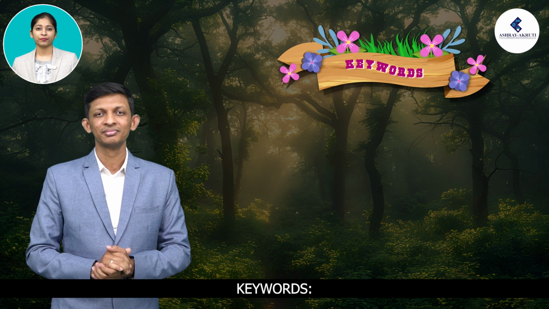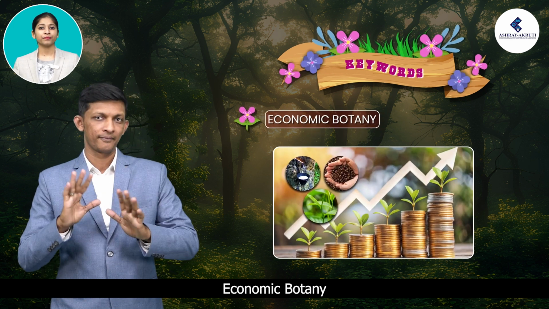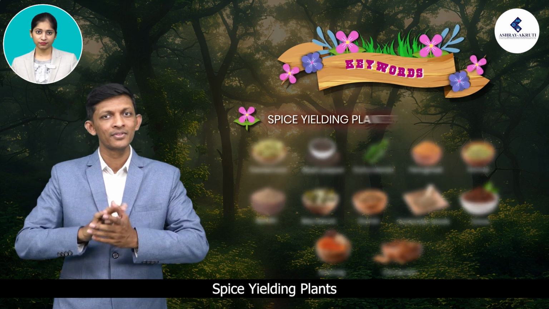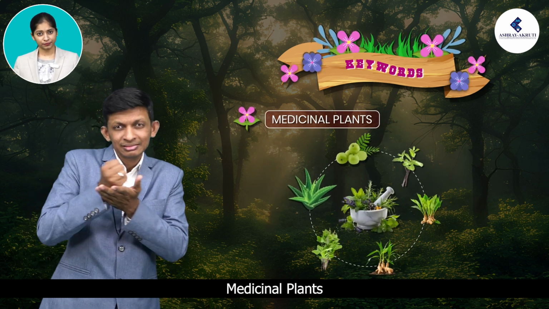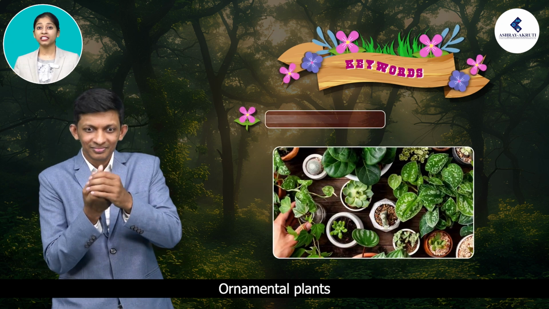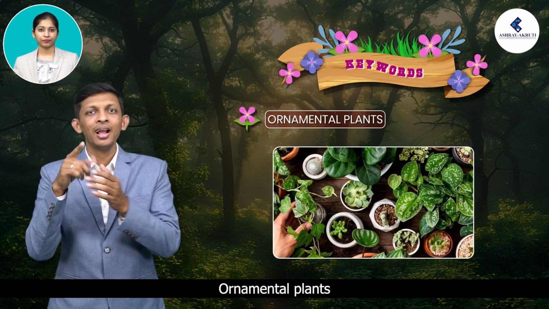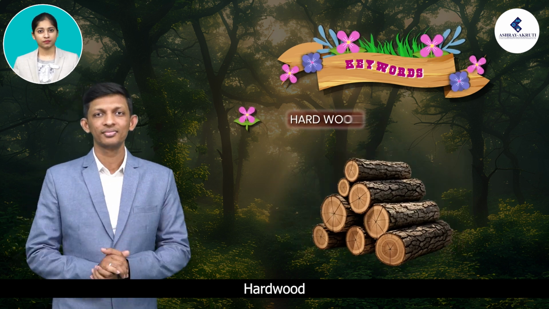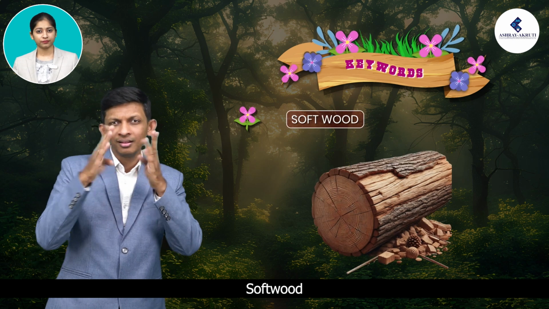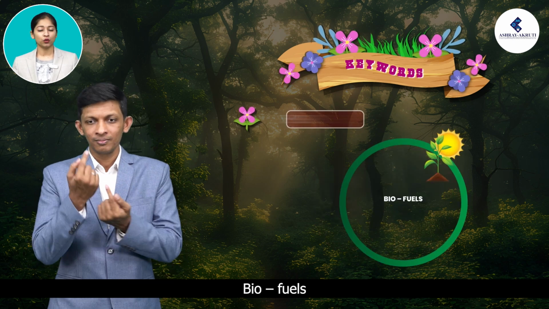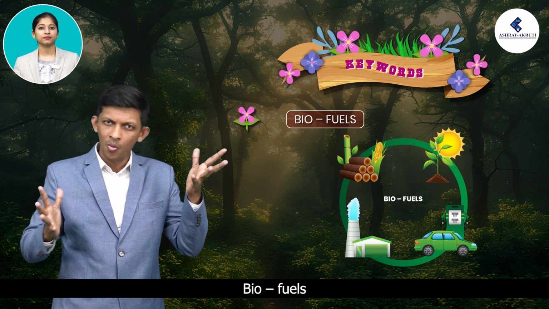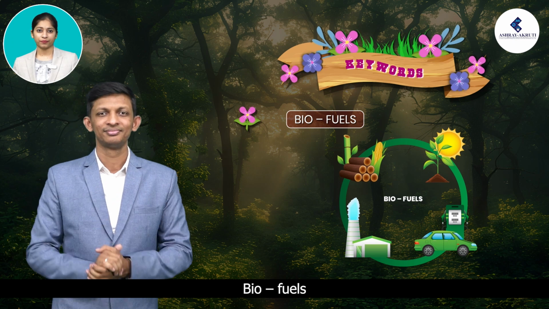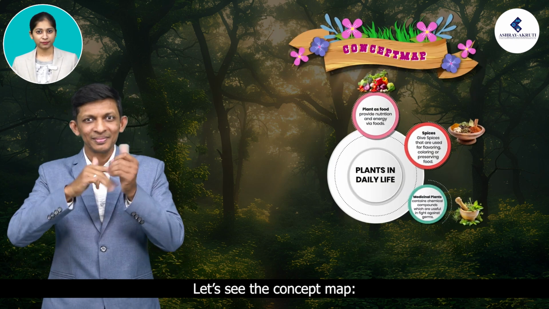Keywords: economic botany, spice yielding plants, medicinal plants, ornamental plants, hardwood, softwood, biofuels. Let's see the concept map.